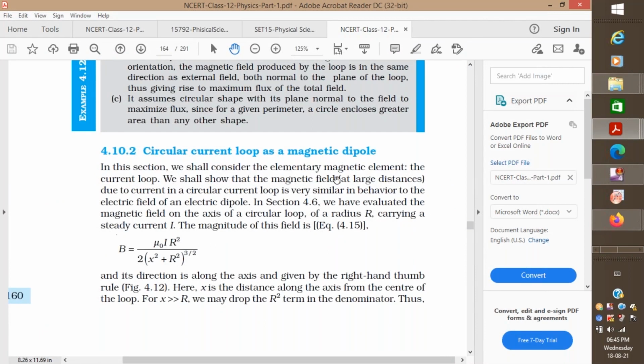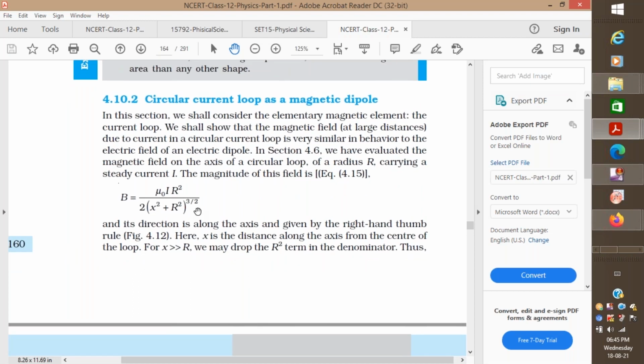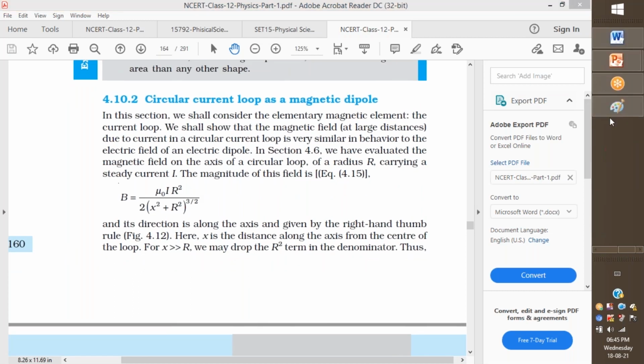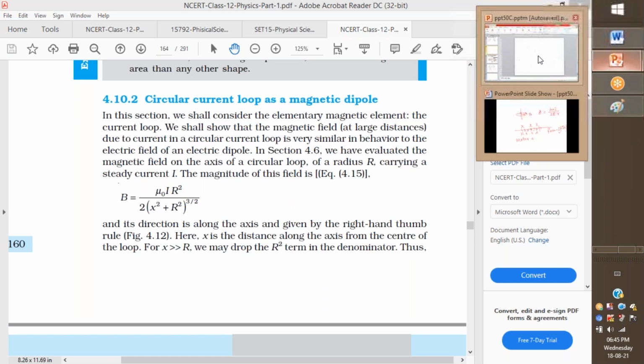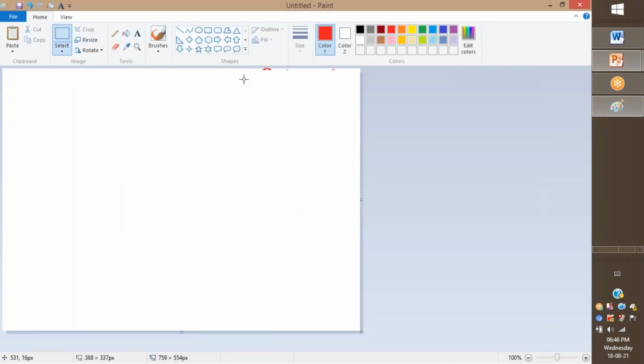Circular current carrying loop as a magnetic dipole. Here we'll be defining a circular current loop as a magnetic dipole, but it is generalized for any current carrying loop, not only a circular loop. In this case, we will show it only for a circular loop. The elementary source of magnetic field is the current carrying loop.